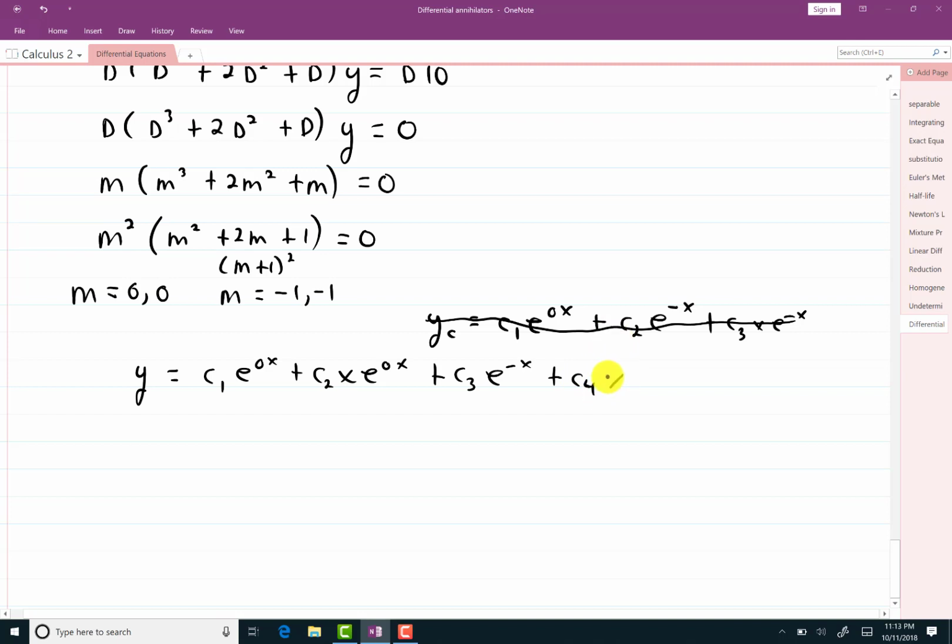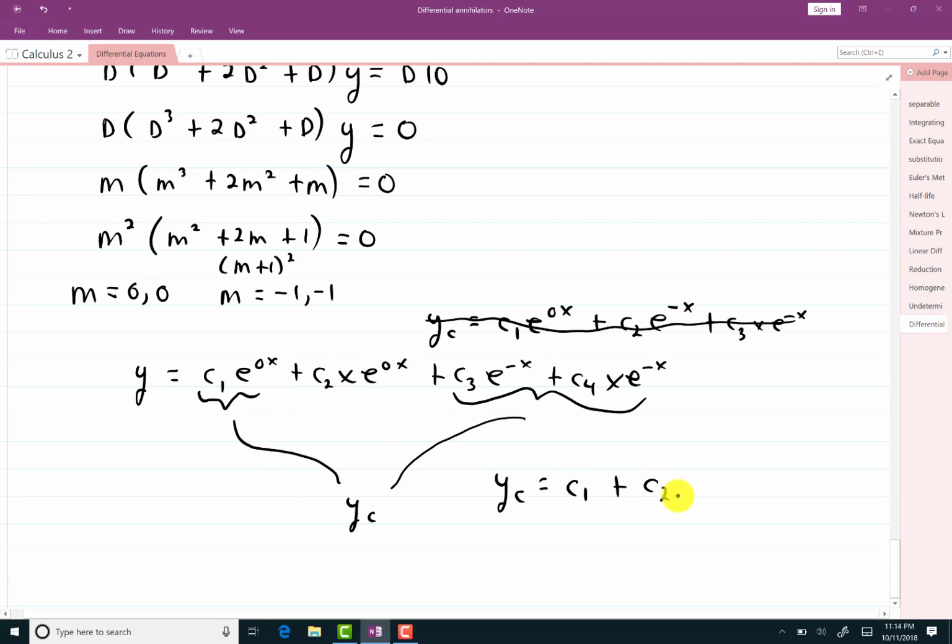Now once you have that, let's take a look at what constituted our original solution to the complementary part. That was the m cubed plus 2m squared plus m. That part there gave us the complementary part. And that consisted of 2 -1s and 1 0. So this guy right here plus these things right here are all part of y sub c. So what I was saying before, y sub c will be c1. I don't need e anything because e to the 0x is 1. Plus, and I'll just rename constants as I need them.